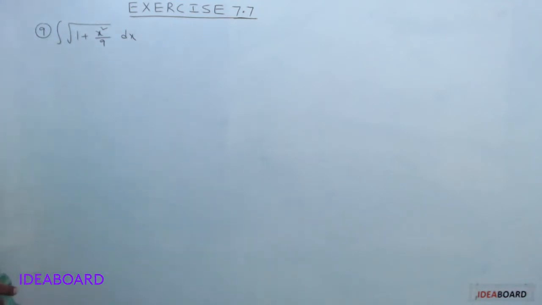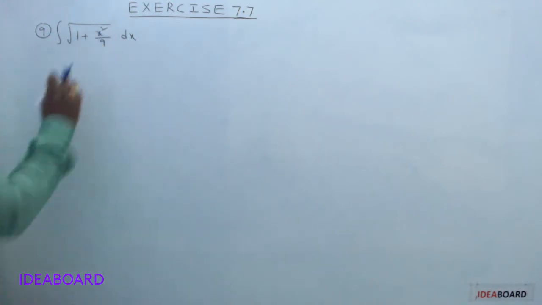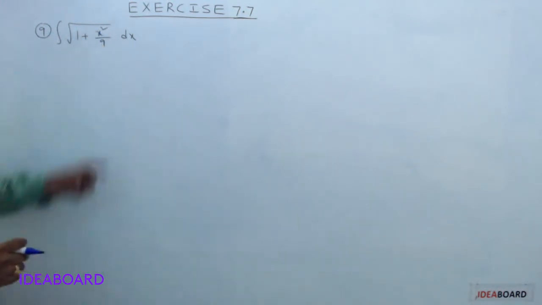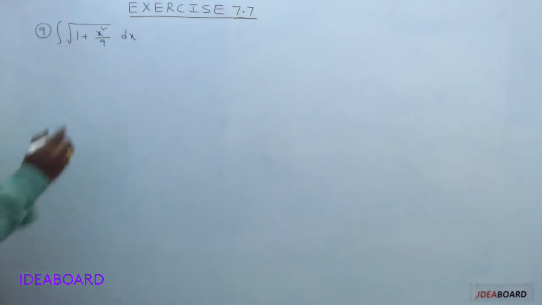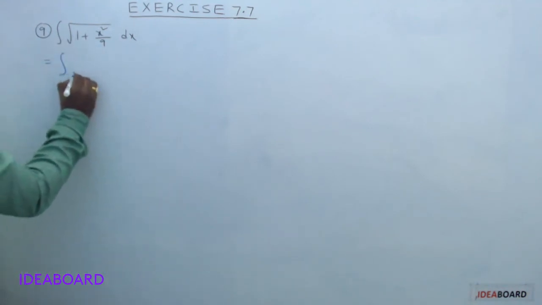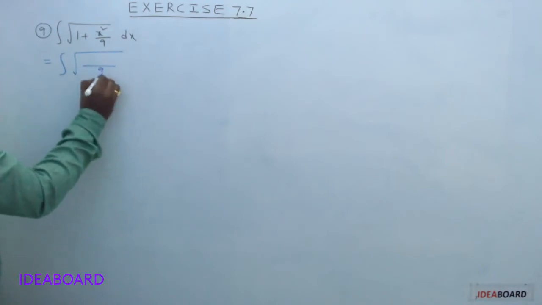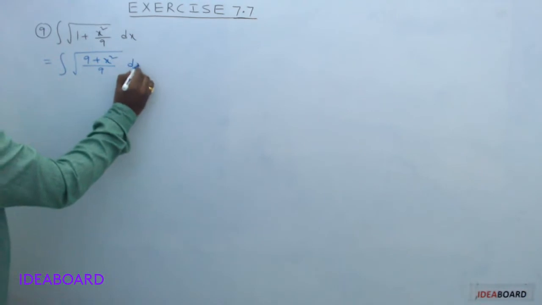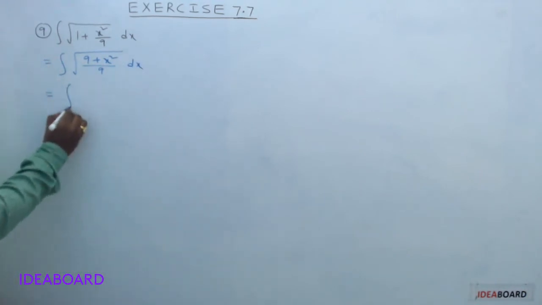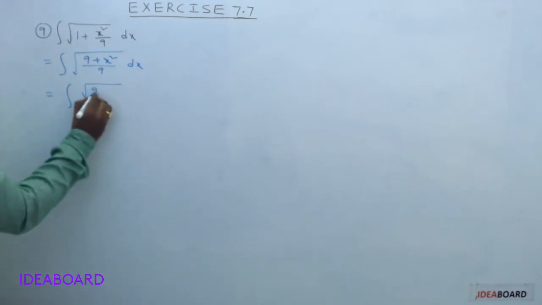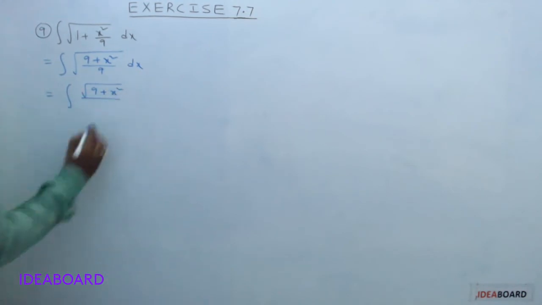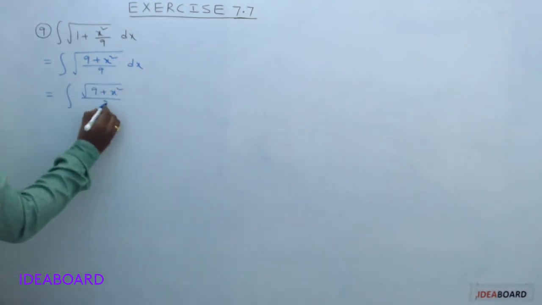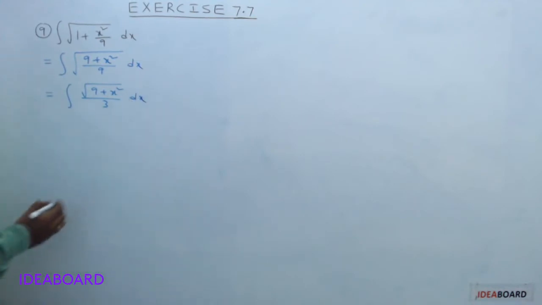Now come to the next question, very easy problem. Integral square root of 1 plus x square divided by 9 dx. First take the LCM inside the root function. It is integral square root of LCM 9, it will be 9 plus x square dx. Now this is integral square root of 9 plus x square divided by root 9, which is 3, dx.